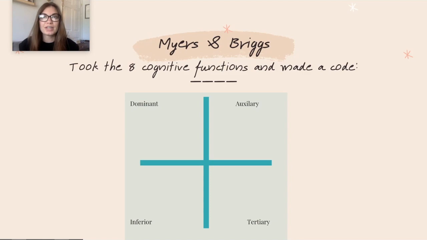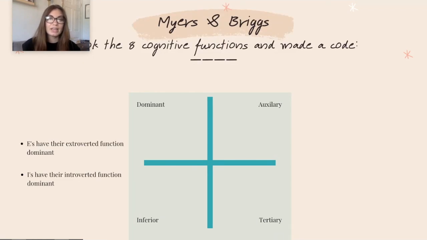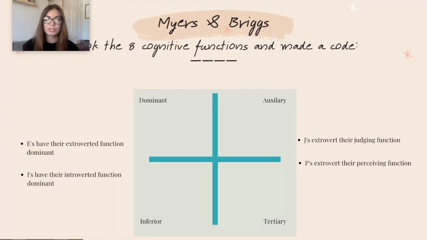So basically each person has 4 functions. They have a dominant, auxiliary, tertiary, inferior. And I basically just start at the top left and work my way around clockwise to get there. So if you're an extrovert, then you have your extroverted function dominant. If you're an introvert, you have your introverted function dominant. This might not make sense, bear with me for a second. If you're a J, you extrovert your judging function, your decision-making function, remember the thinking and feeling. And if you're a P, you extrovert your perceiving function. That's another way to say your learning function, the way you take information. So that's your sensing and intuition function.